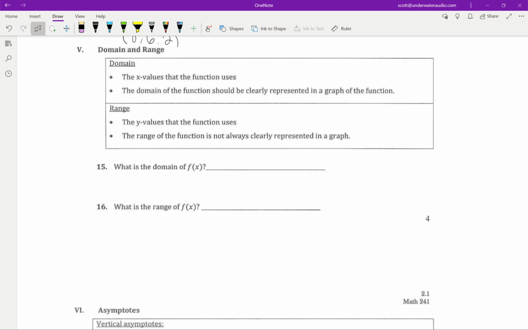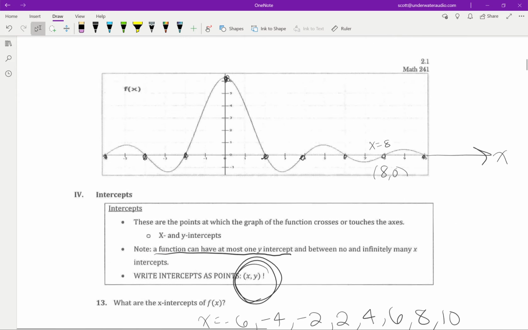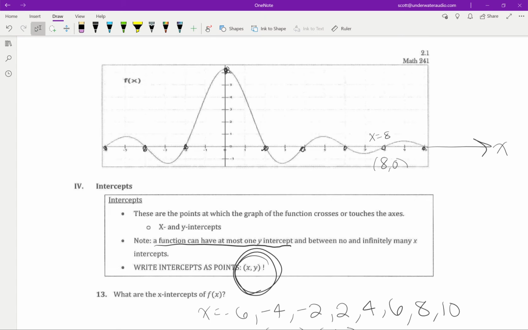We will do an example or two because it's actually kind of tough. What is the domain of f of x? We're still working on the same function up here. And I do have a trick that I use for the domain. So domain is all the x values.